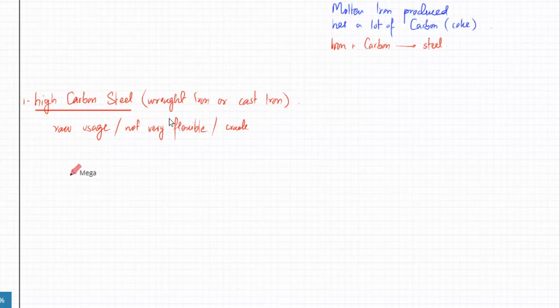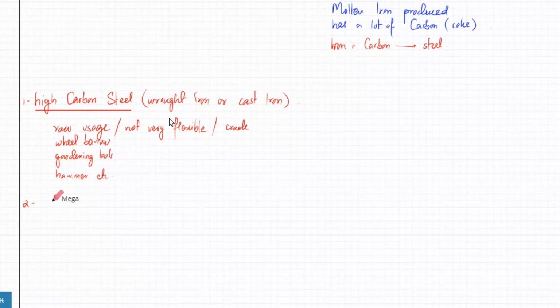And as it's used for raw usage like wheelbarrows, I mean gardening tools, I mean you can make a hammer out of it. Because they're not very flexible, if you want to hammer something, you're going to hammer something that is solid, which is not flexible.